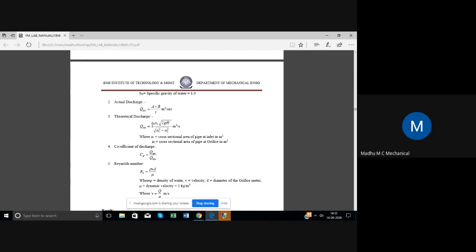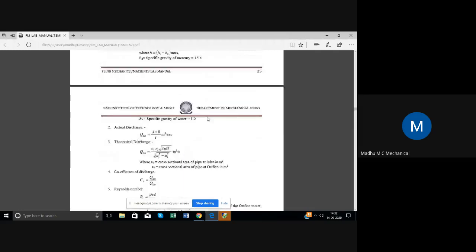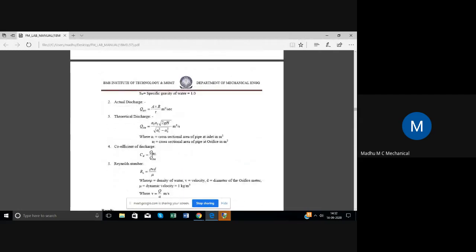Q theoretical: calculate A1, A2. Pi by 4 D1 square, pi by 4 D2 square. Capital H, the head loss, you got here only. Everything should be in meters. CD is equal to Q actual by Q theoretical. That's all. Simple experiment, you can do it very fast. For the first reading, calculate and tell me the value of CD. I'll wait for you. Come and do it.